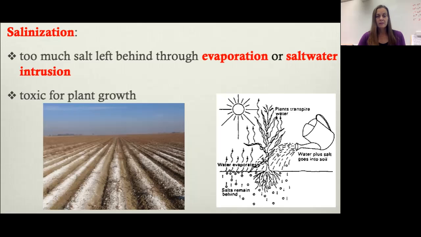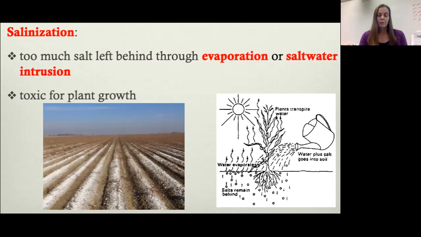We can also get salinization through saltwater intrusion, and that could be saltwater intrusion like flooding, coastal flooding, or it can be that if an aquifer is near a coast and that aquifer gets depleted, then that can actually allow salt water to enter the aquifer. And then what we think is fresh water coming from the ground is actually salt water, and that can cause salinization of the soil as well. And salt is toxic for plant growth. So eventually that will make it so that the soil is no longer arable, can no longer grow plants.